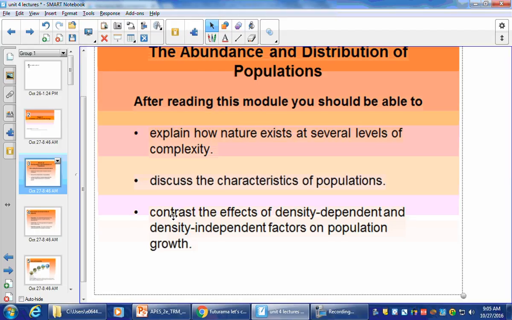How quickly do they reproduce? How quickly do they not? What's their longevity? What's their survivability? Contrast the effects of density-dependent and density-independent factors on population growth. So things that will come in and change the rate of growth, right? So we have to look at things that are dependent upon the density of the species and things that are not, right? So just think about these, put these in your mind as you go through.